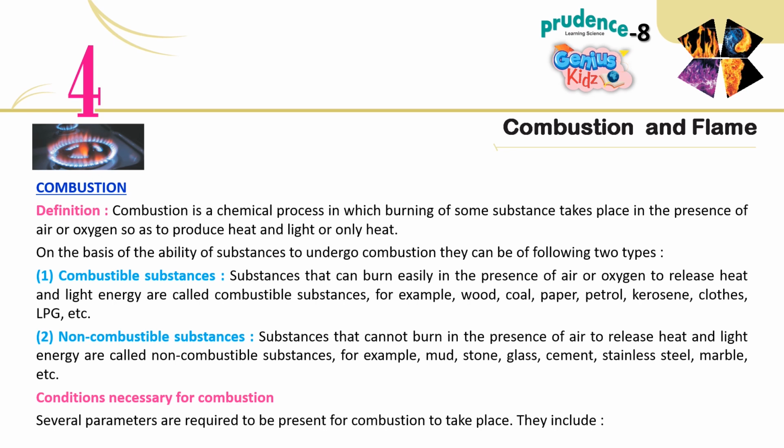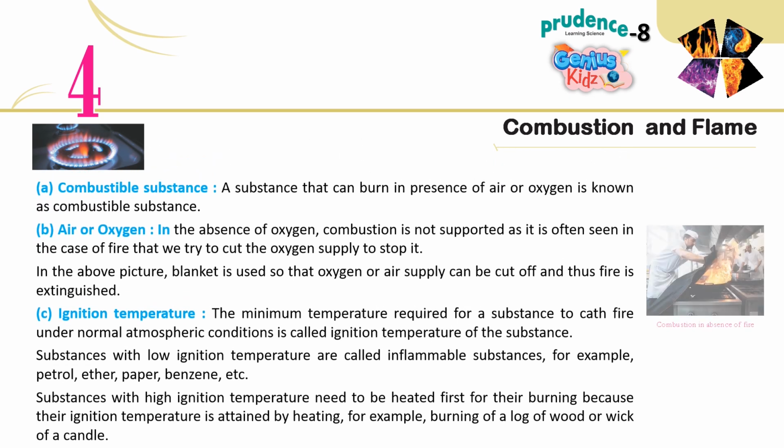Conditions necessary for combustion. Several parameters are required to be present for combustion to take place. They include: A. Combustible substance. A substance that can burn in presence of air or oxygen is known as a combustible substance. B. Air or oxygen. In the absence of oxygen, combustion is not supported, as it is often seen in the case of fire that we try to cut the oxygen supply to stop it. In the above picture, a blanket is used so that oxygen or air supply can be cut off, and thus fire is extinguished. C. Ignition temperature.